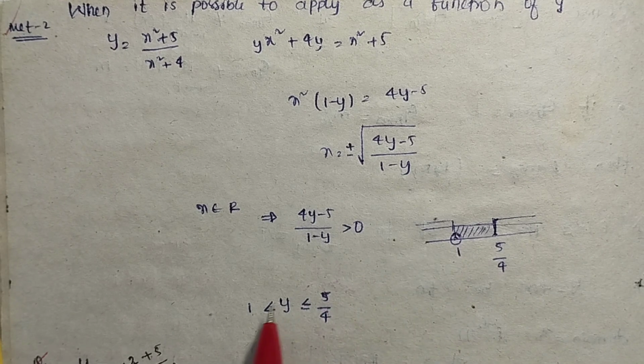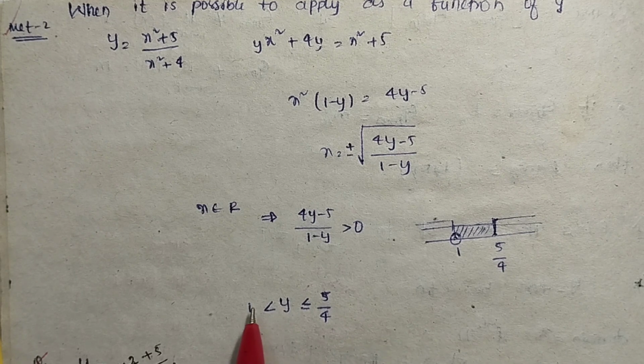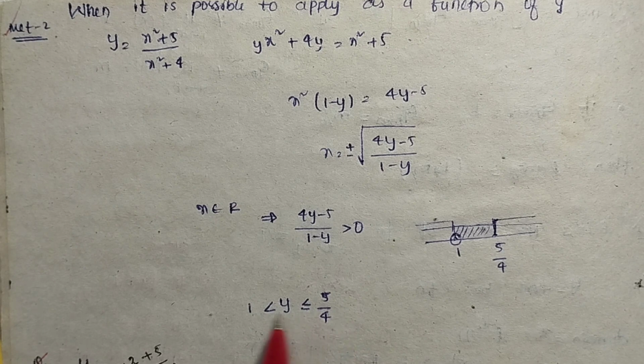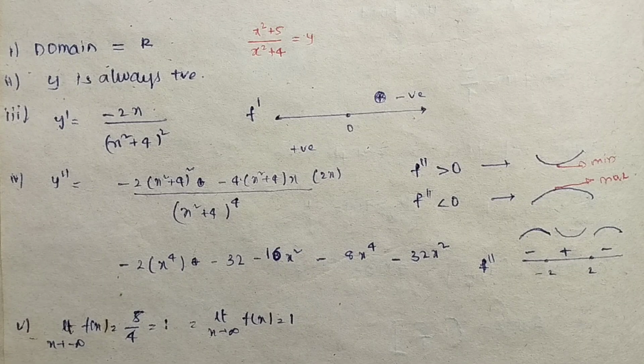So from the wavy curve, y is belonging to the interval 1 less than y less than or equal to 5 by 4. So this is the same range we got in the previous method. So now the third method is by using graphs.